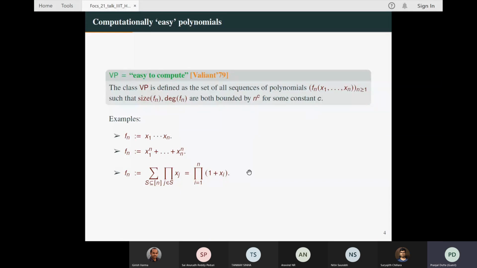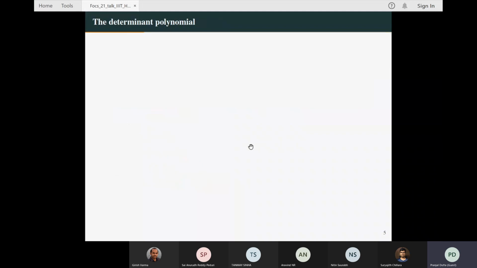easily computed. And another way of thinking about VP is that the circuit size is really capturing how many additions and multiplications are required to compute that polynomial. And when we say that this is in VP, we are really saying that the number of additions and multiplications, that means the number of operations to compute that polynomial f, is really small. Small meaning polynomially bounded. So this is my VP.